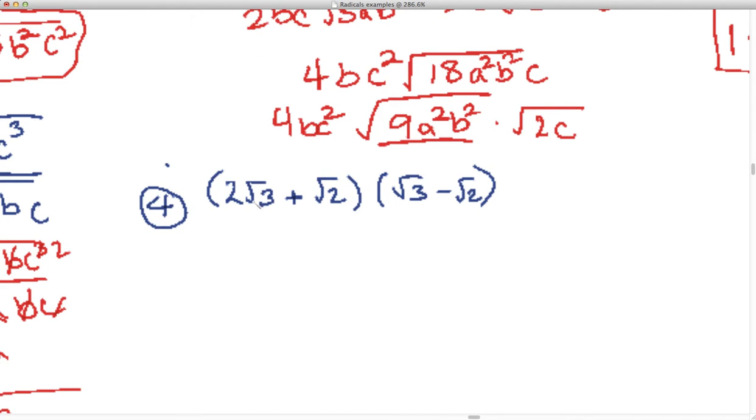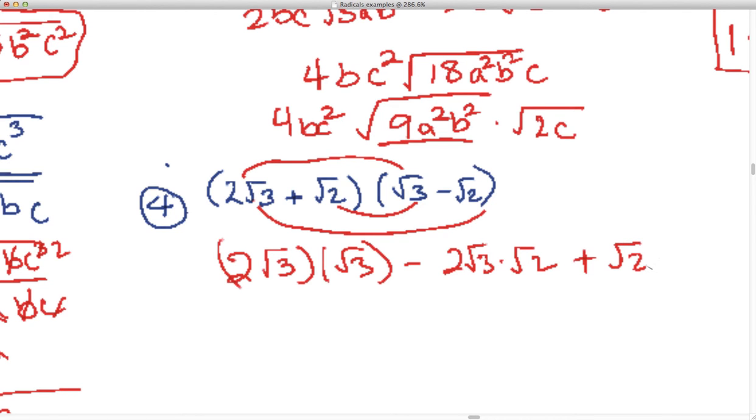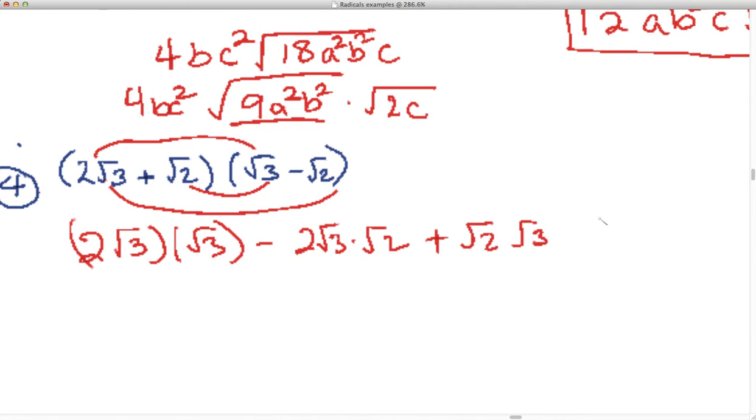One last example. Here you're going to FOIL, so it's going to be this one times this one first. So it'll be 2 root 3 and I'll just write it out for you guys just to see the steps. And then the outer, minus 2 root 3 times root 2. What was this one here? Then the inner. If you prefer doing the box method, that's fine. And then the last.